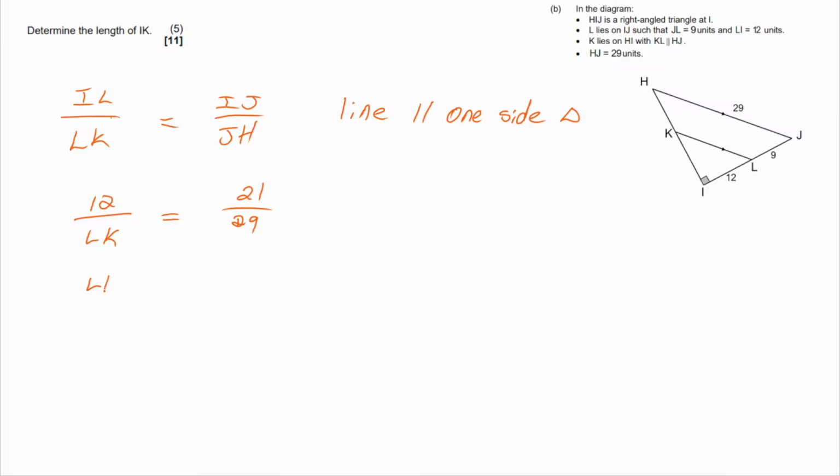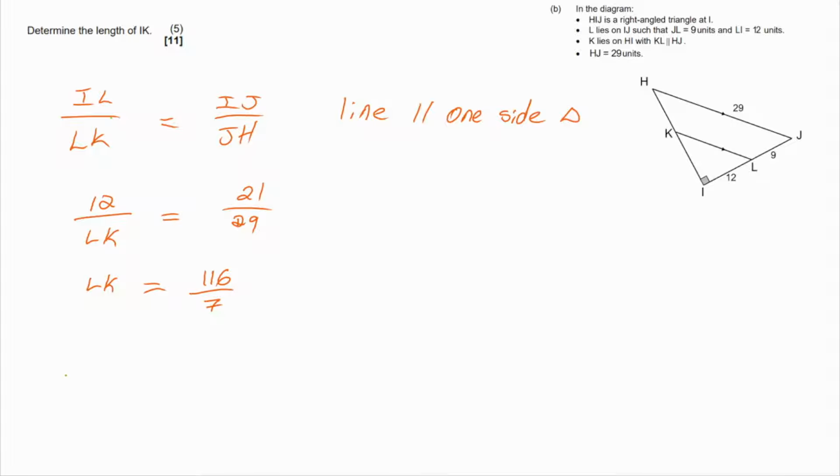So what I can do is solve for LK. You can just cross multiply here. So LK will be 12 times 29 divided by 21. I'm not going to round. It's 116 over 7. That is LK.